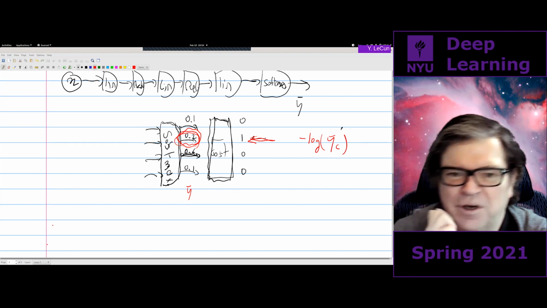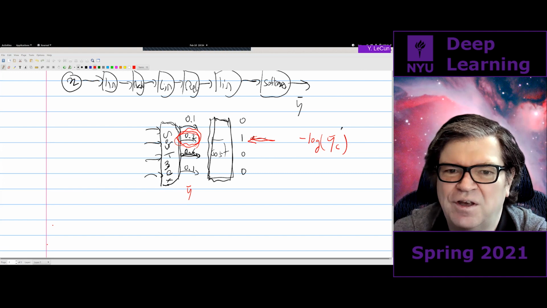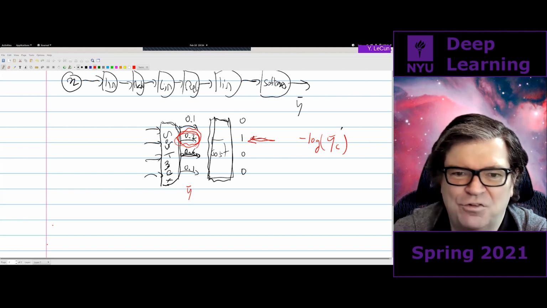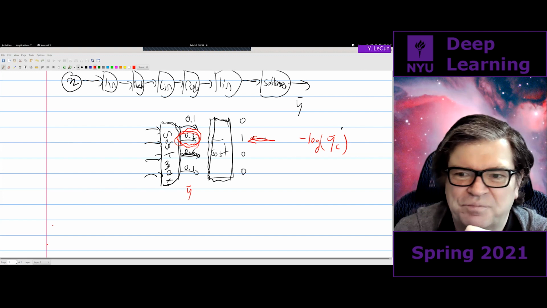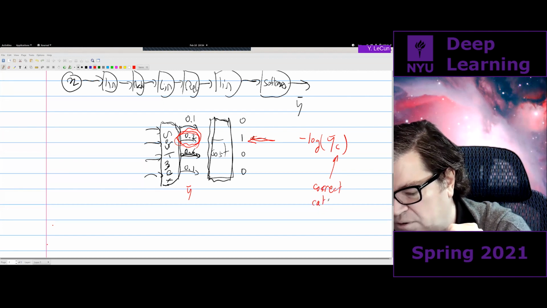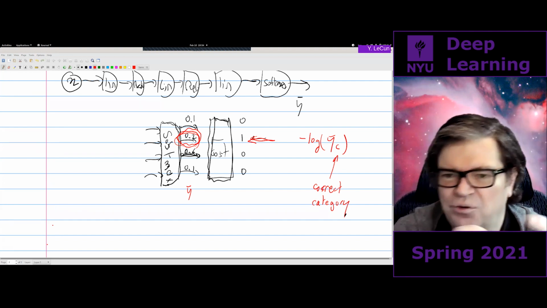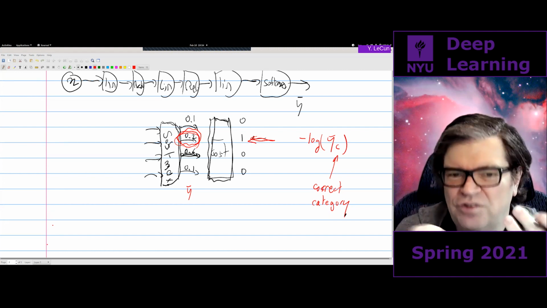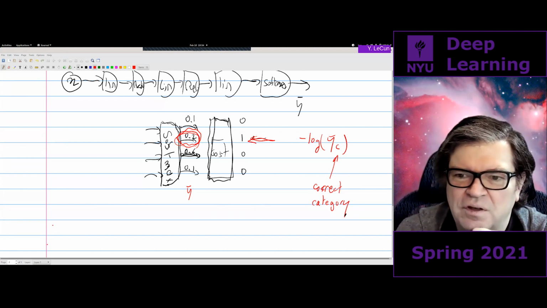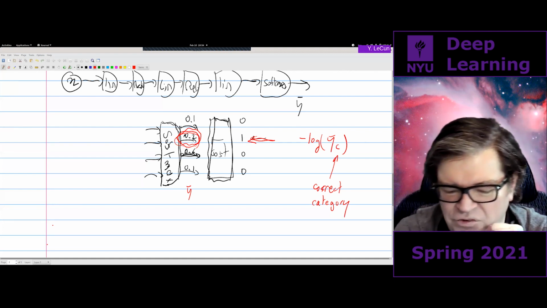So my objective function, which I'm going to minimize, is the minus log of the activation coming out of the softmax of the correct output. Okay, so C here indicates the correct class, the correct category, the desired category, right? So in this case, it's the second one, which is index 1, right? Because we start at 0. So here C equals 1, because it's the second output.